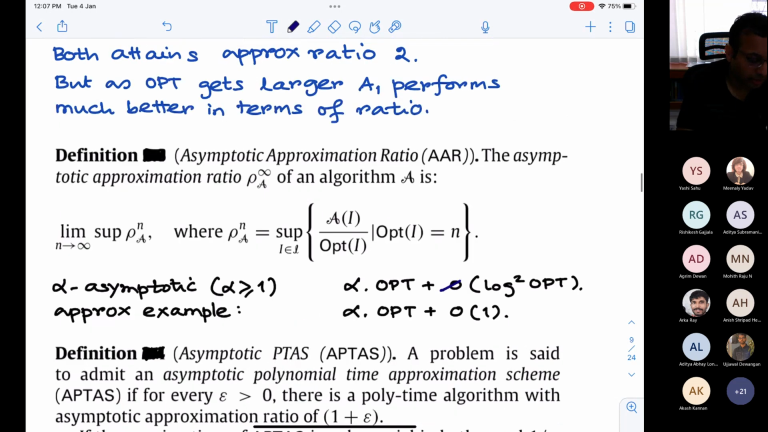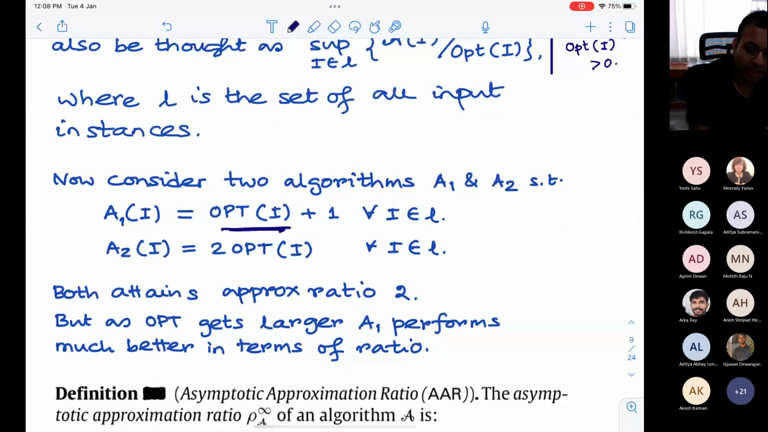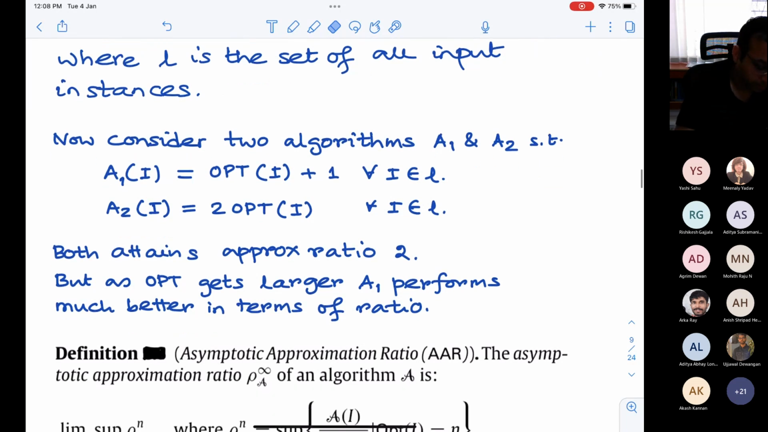Okay, so the previous algorithm that we talked about is OPT plus 1. It actually has an asymptotic approximation ratio of 1, whereas the absolute approximation ratio was 2. And we'll see for some problems why these notions are important. So when we study a problem called bin packing, we'll come across these notions.